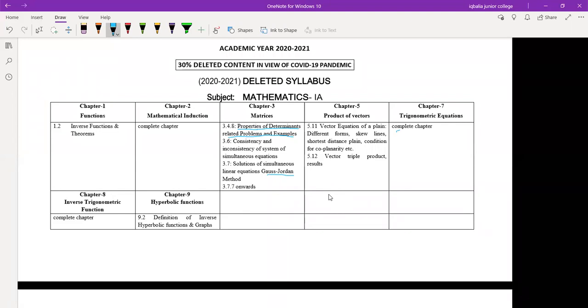And the 7th chapter has also been completely deleted, the 8th chapter also completely deleted, and chapter 4, chapter 6, chapter 10, these three chapters are not deleted. These are as they were.